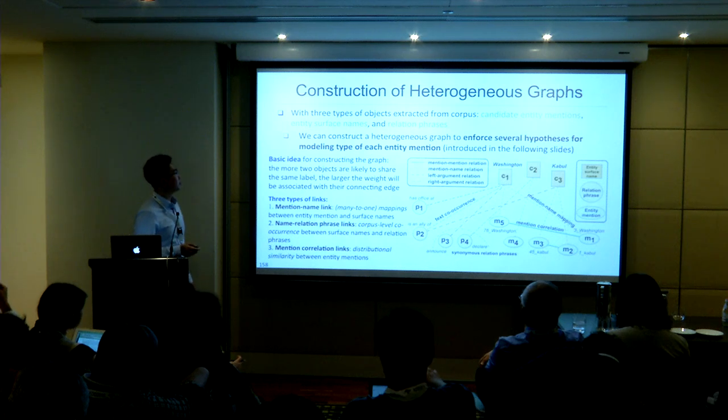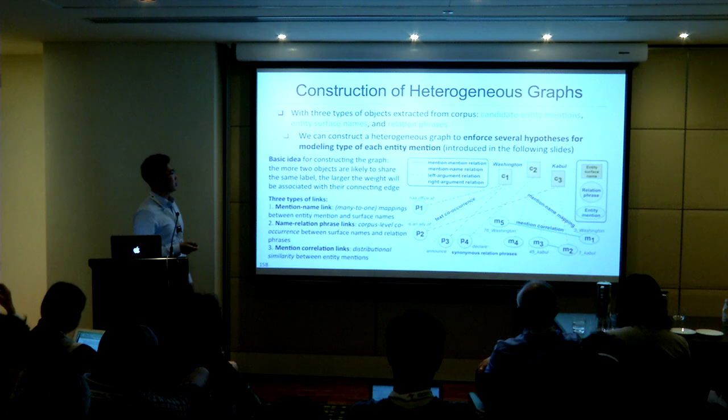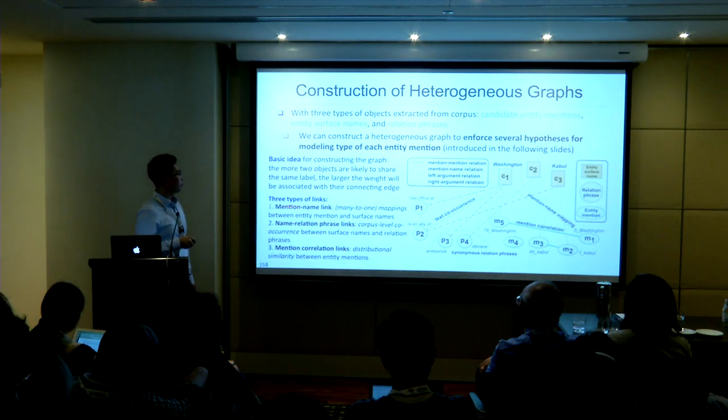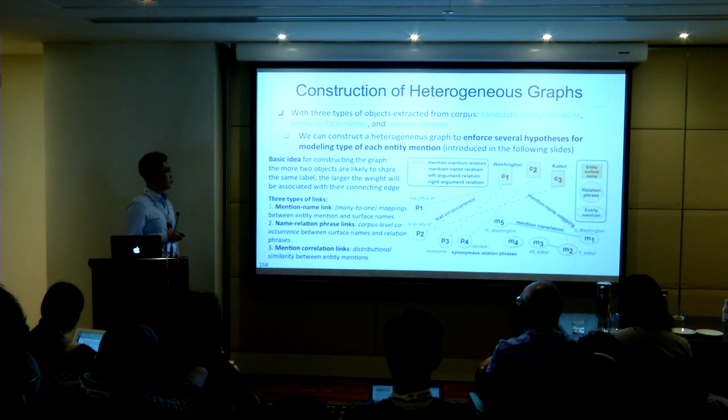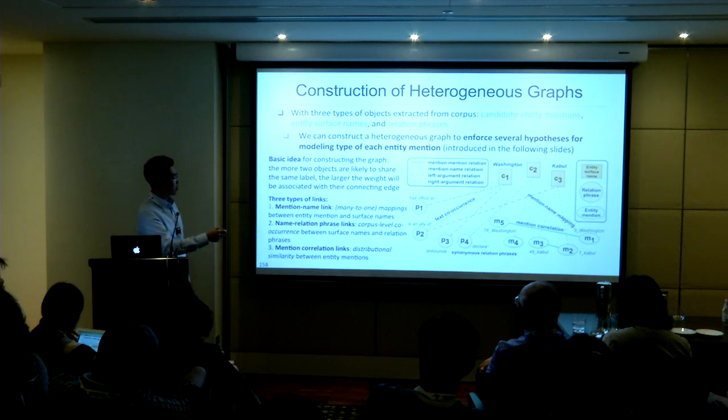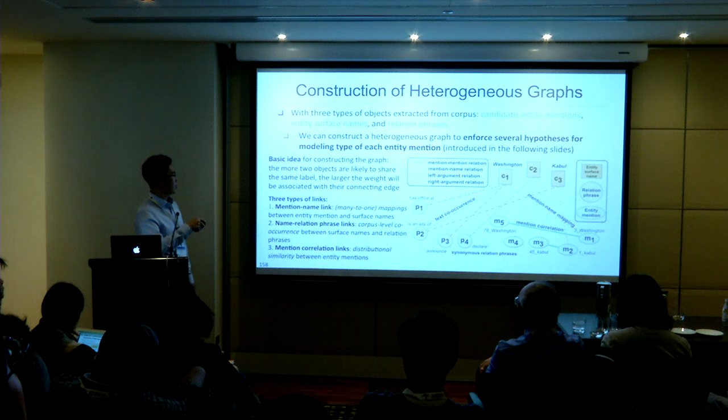So when we have this candidate already generated out of the corpus, the next stage is to really build the graph that can satisfy the assumptions we want. And we still follow the smoothness assumption: the more two objects are likely to share the same labels, the larger the weights should be on their connecting edges, no matter what types of entity or what kinds of objects they are on these graphs. They always follow these general assumptions.